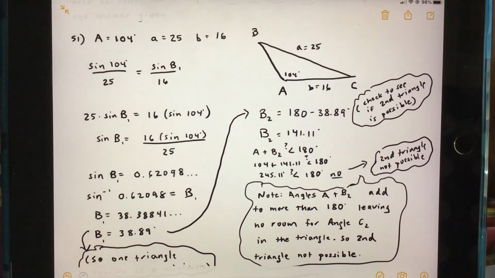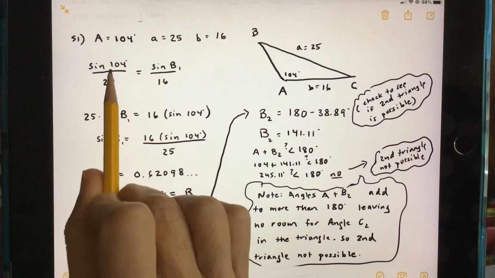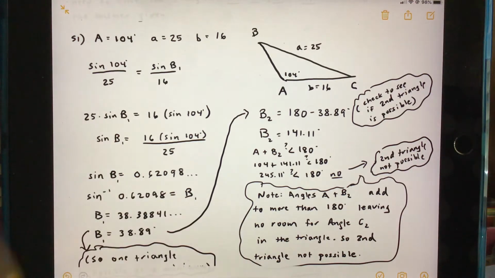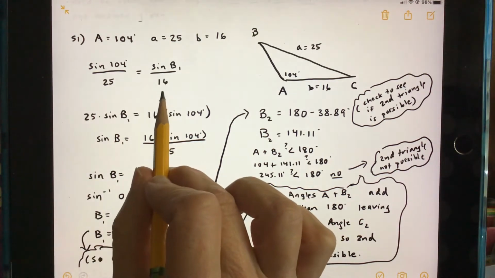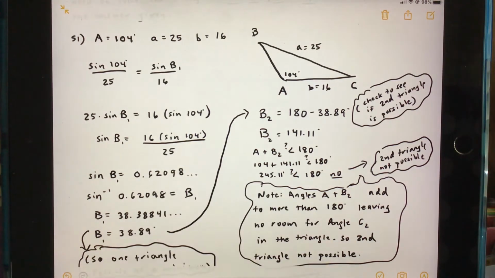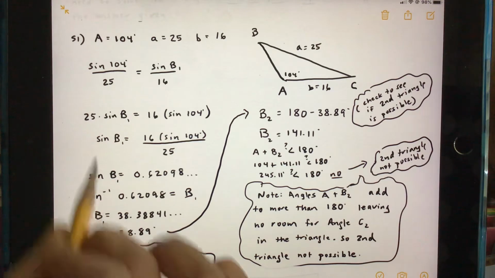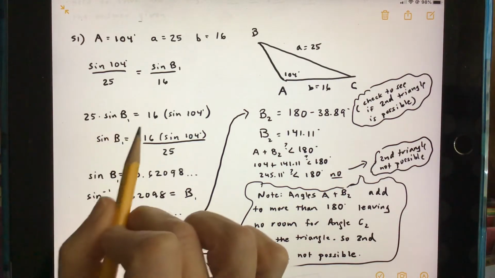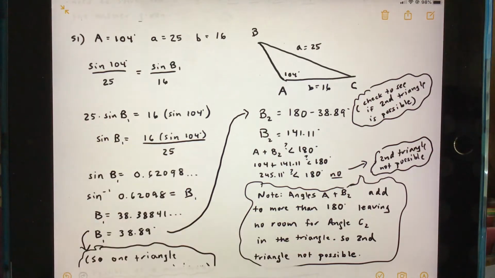So we're going to use our law of sines. Sine of A over a, sine of 104 degrees over 25, is equal to sine of B over b, which is sine of B over 16. And notice I'm using the notation B1 because it's possible there would be a B2, just to distinguish in case we can find another measurement that works. Using cross products, we'll have 25 times the sine of B1 equals 16 times the sine of 104 degrees. And dividing both sides by 25, sine of B1 is equal to 16 times the sine of 104 degrees divided by 25.